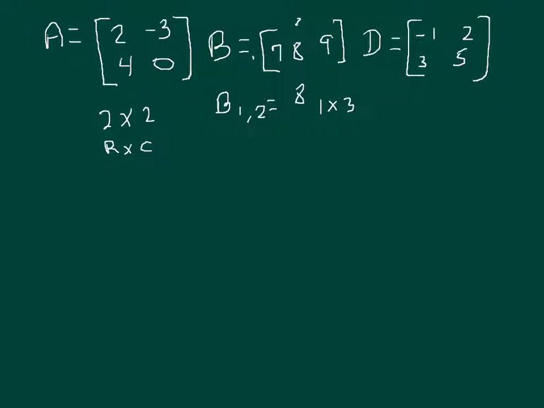And if we did number 3, it asks you to find A plus B. Well, A and B don't have the same dimensions, so you can't add unless you could add corresponding positions. So they're not the same dimensions, so you have to put not possible.